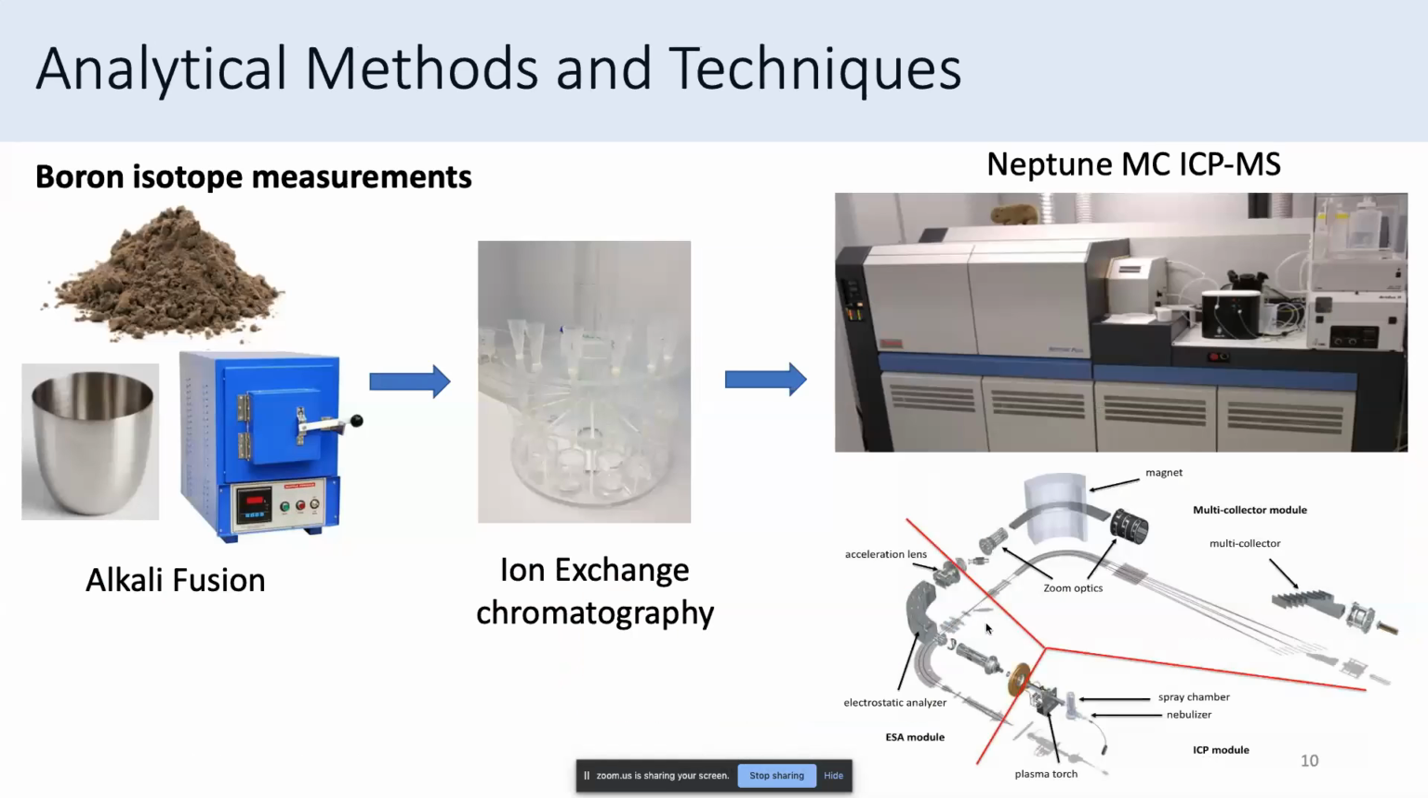So this is the analytical technique. We took this dirt, or this clay. Usually we extracted the clay out of it. We baked it in the oven. Then I did some ion exchange chromatography, just trying to isolate boron from all the other elements. And then I ran it on this ICP-MS.